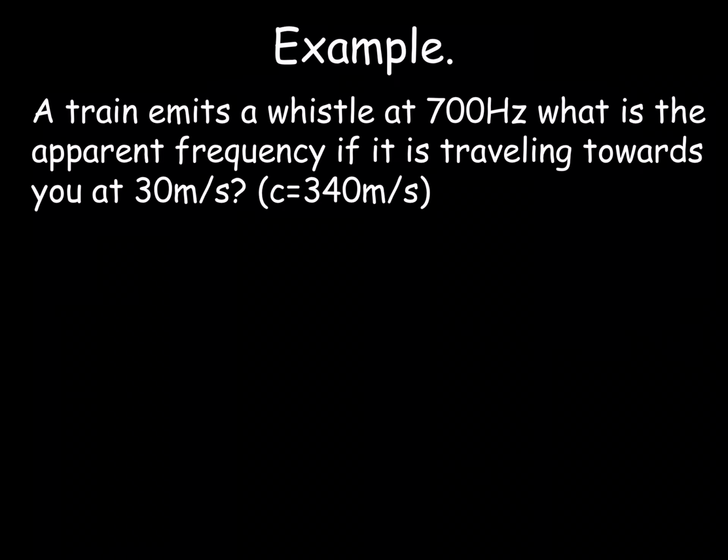Okay, so how do we do it calculation-wise? Well, we have a train whistle that emits 700 hertz. Okay, fair enough. What is the apparent frequency if the train is travelling towards you at 30 metres per second? Now, usually they actually give you the two frequencies and ask you for the speed. But this one I've made a bit simpler because it's where we start.